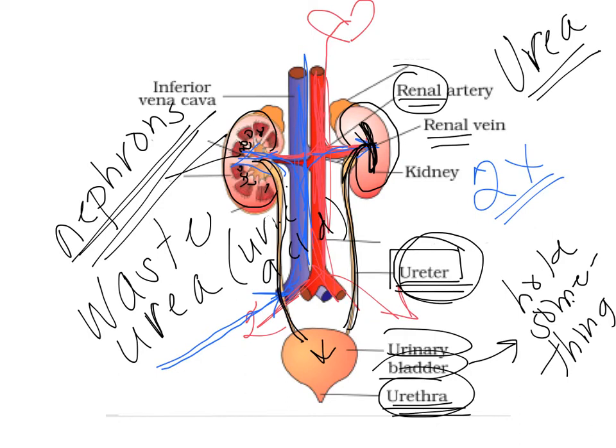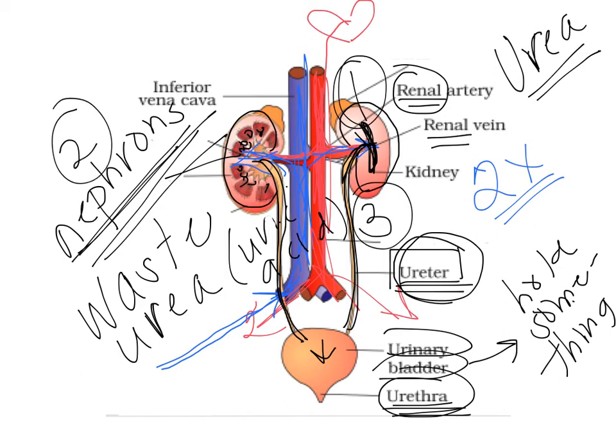So there's really just 5 parts of the urinary system if you include the nephrons. So you have the kidney, that would be 1. Nephrons would be 2. Ureter, 3. Bladder, 4. Urethra, 5. And that's it. So the whole goal of the urinary system is to filter the blood.